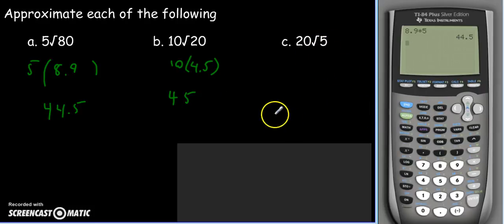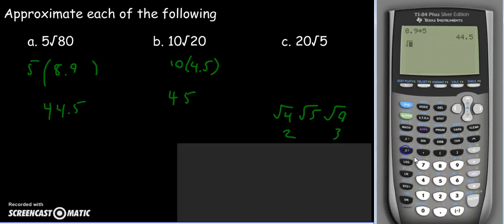Radical 5 is between radical 4 and radical 9, so it's between 2 and 3. Very close to 2, so I would guess 2.2. See what the calculator says. About 2.2, yeah. So that's 20 times 2.2, which is 44.